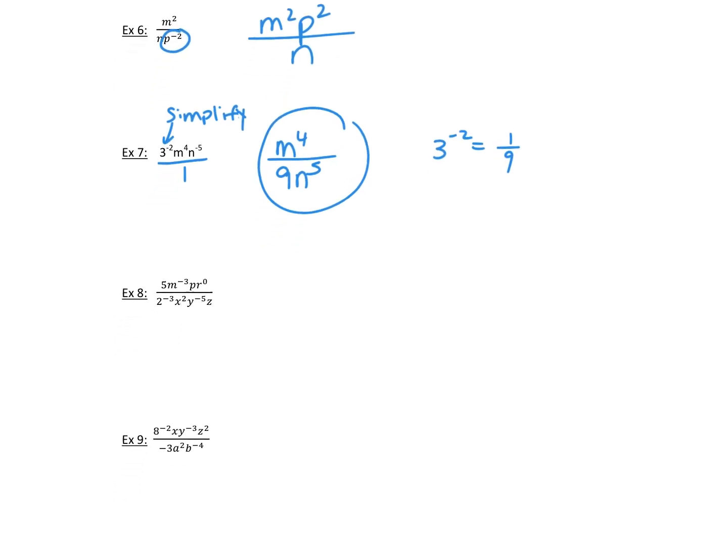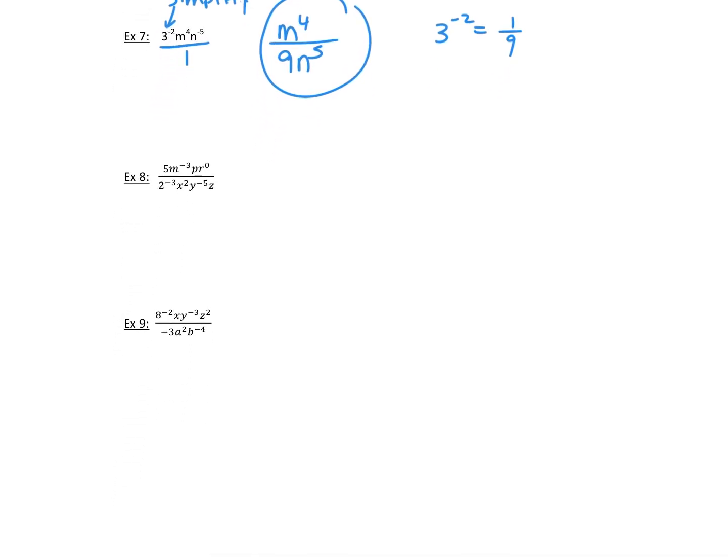Okay, we go to example 8. The examples are just getting a little bit more complex. So the way I approach these, I always take one part at a time. So I'll set up my fraction and I'll start with the 5. 5 has a positive exponent. It's 5 to the first, so it stays. M to the negative third has a negative exponent. I'm going to take its reciprocal. It's going down as m to the third. P is to the first power. There's an invisible first power there, so P stays.